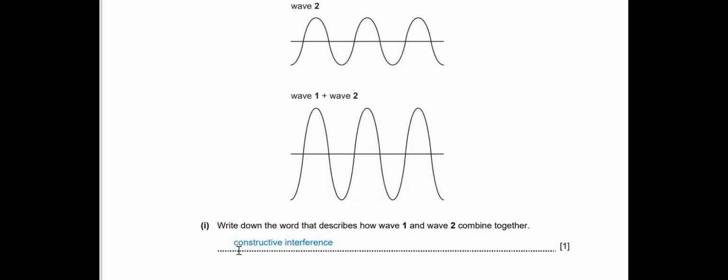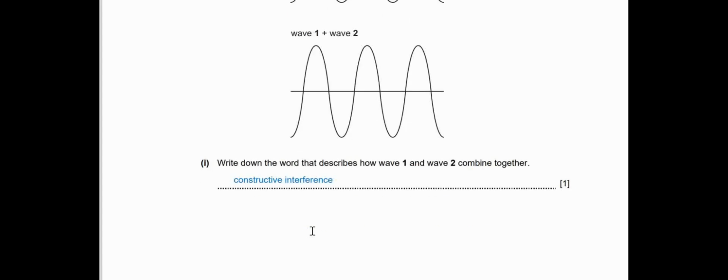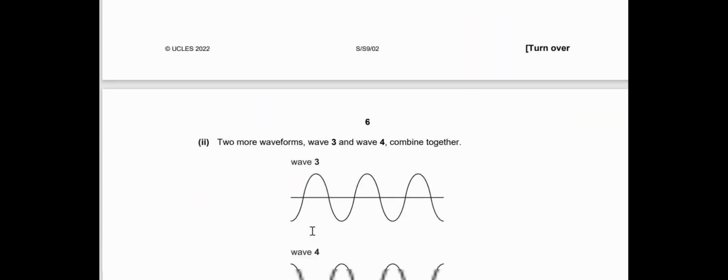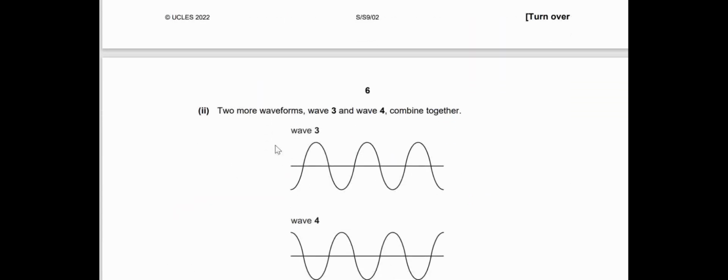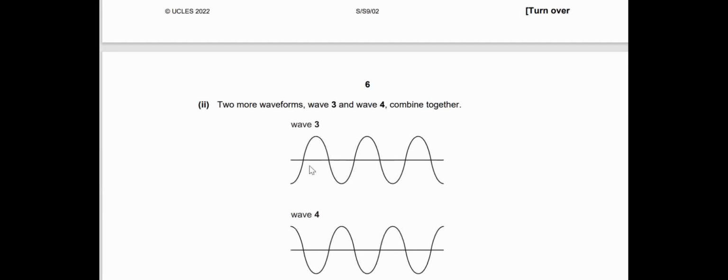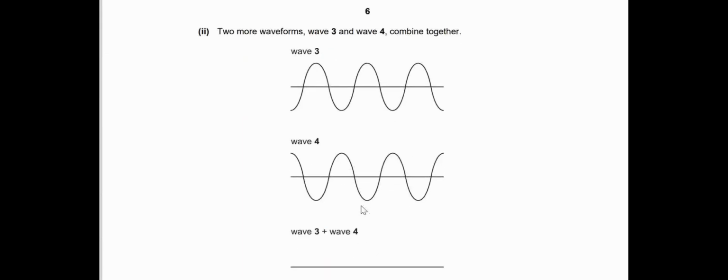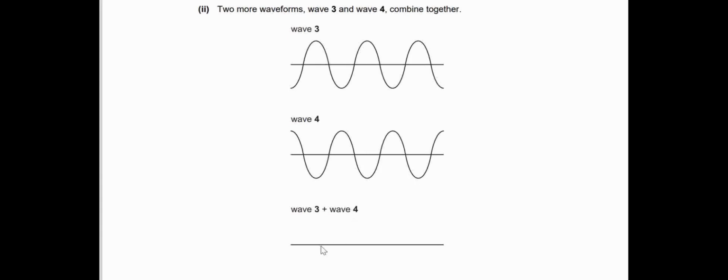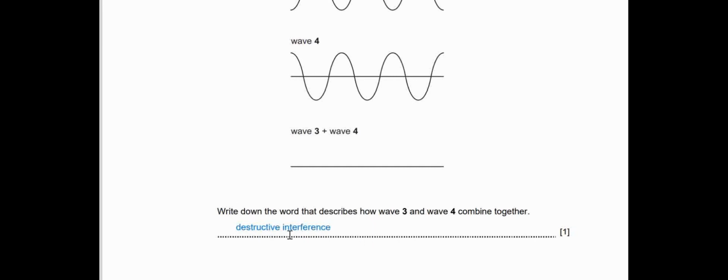So this is our answer, constructive interference. While for the second one, two more waveforms, wave 3 and 4, combined together, we see the crest is overlapping with the trough. So trough with the crest, crest with the trough. So it's the opposite, so they will cancel out each other. So when wave 3 and wave 4 combine, it will be just no wave. So we call this destructive interference.